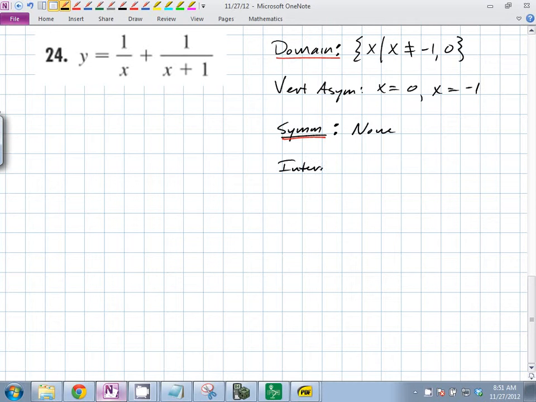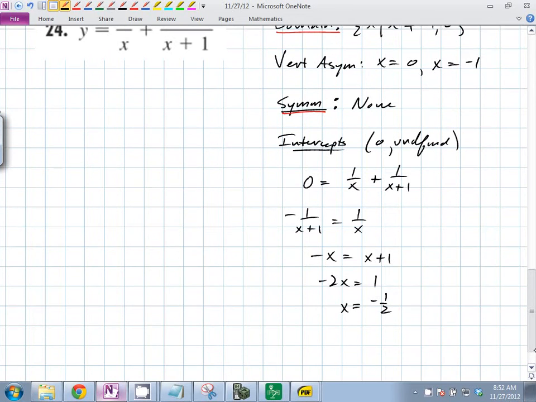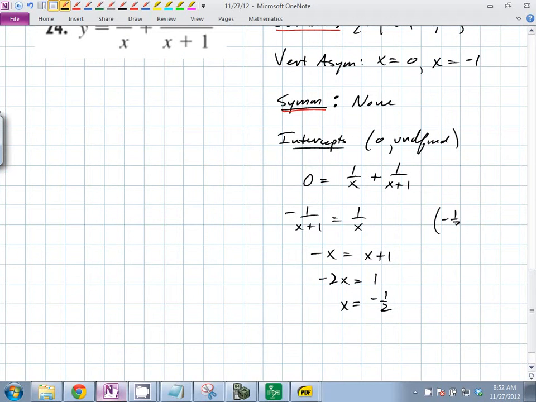When x is 0, what's y? Oh, wait, it's undefined. So there's no intercept there, right? So then can you make this equal 0? Is it possible for this to equal 0 is the question. What do you think? So negative 1 over x is equal to 1 over x plus 1. So negative x has to equal x plus 1. So negative 2x is equal to 1. So what does x equal? Negative 1 over 2. So when it's negative a half, what does y equal? 0. Can you test that?